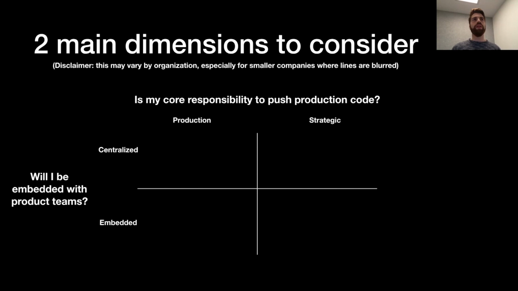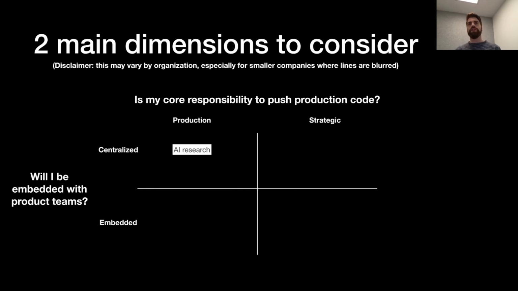So with this in mind, there is this 2x2 matrix that you can draw. Either you are in an organization where data science is centralized or it's embedded within product teams. And either you are more pushing code to production or have more strategic influence. So some examples of potential teams that are centralized and push code to production are going to be an AI research team, for instance. Again, this is just an example.